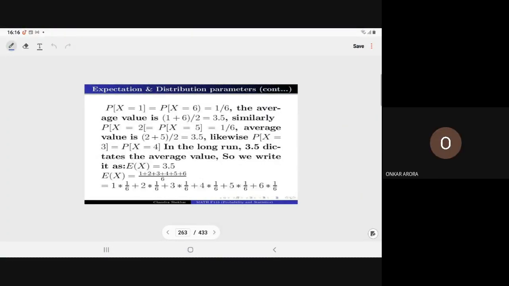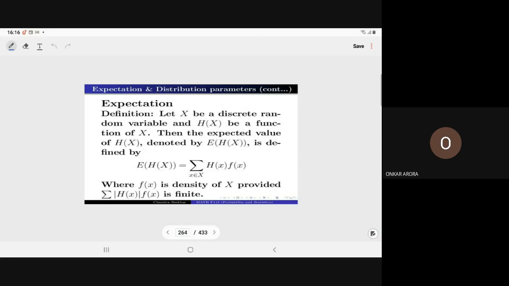Sir, yes sir, mean is the same as expectation. Pardon? Mean is the same as expectation. Please speak a little louder, I'm not getting your voice. Sir, mean is the expected value. Yes, mean is the expected value.